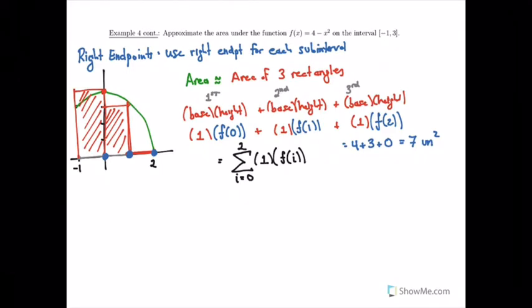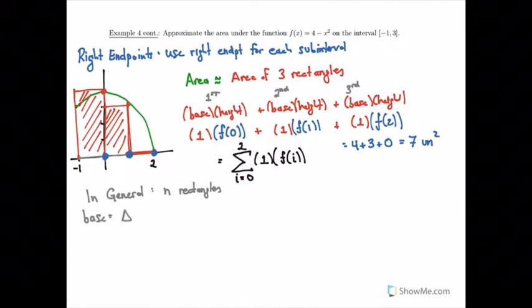So let's talk about this in general. If we have n rectangles, we could use as many as we want, then the base is going to be called delta x. It's the change in our x value, and that is going to be b minus a divided by n. That's the length of the interval divided by the number of rectangles that I have. b minus a divided by n. And the height of the rectangle is going to be the function value.